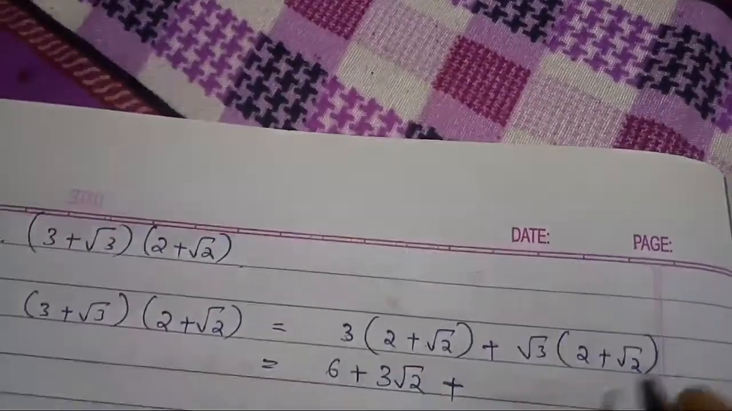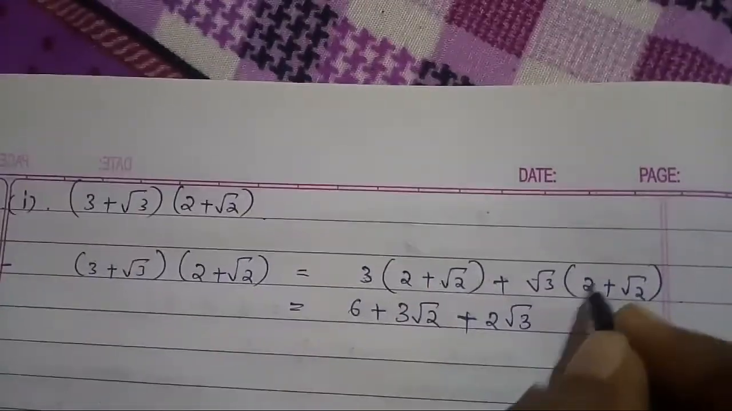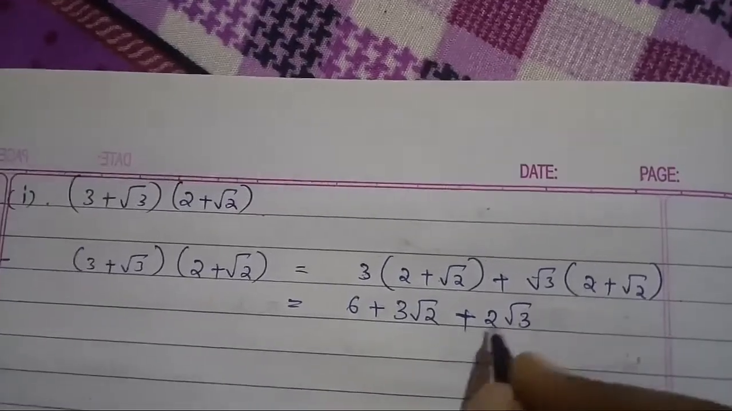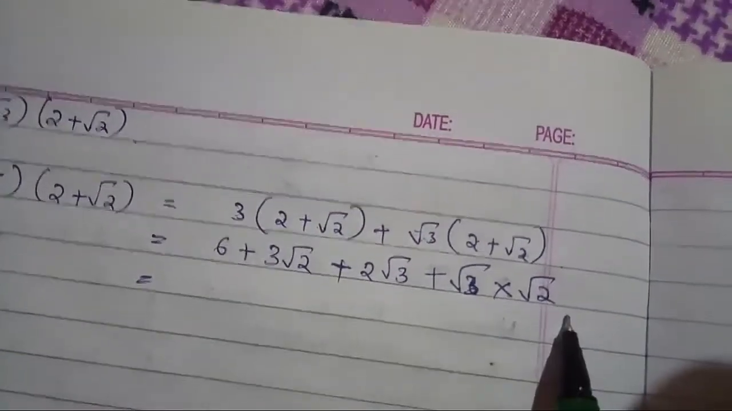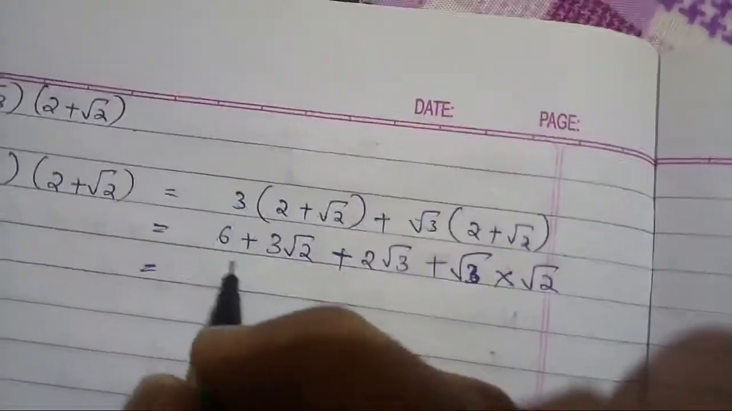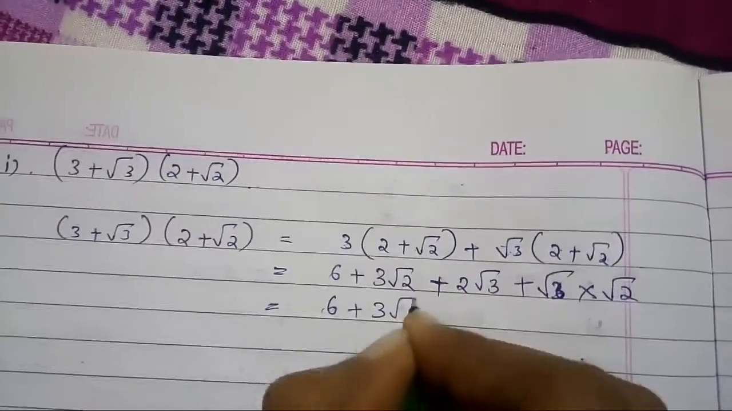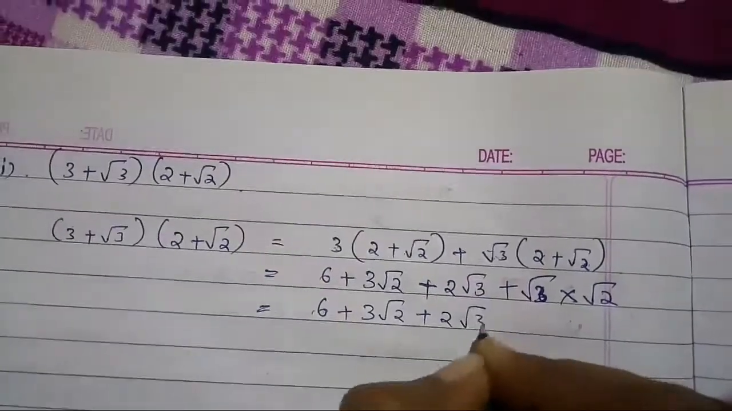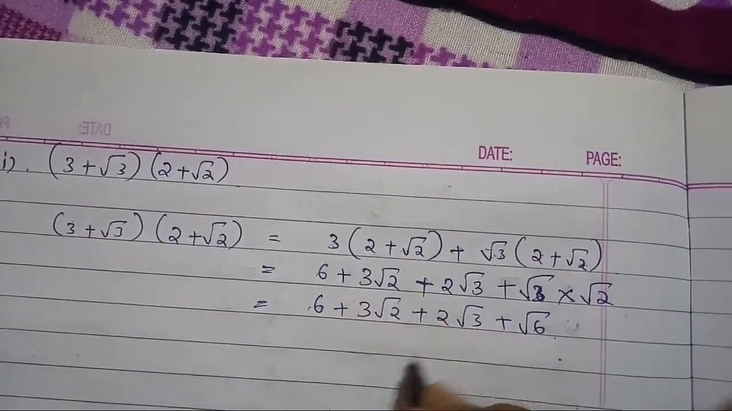Plus 2 root 3, multiplying root 3 inside: 2 into root 3 plus root 3 into root 2. Now 6 plus 3 root 2 plus 2 root 3 plus root 3 into root 2 is root 6. Stop at this stage.